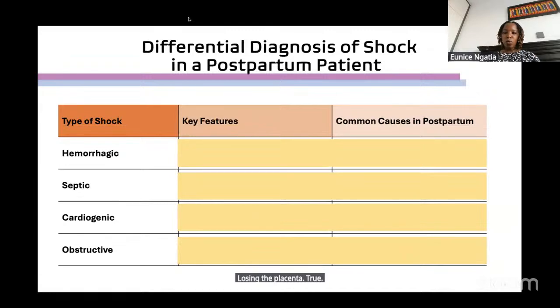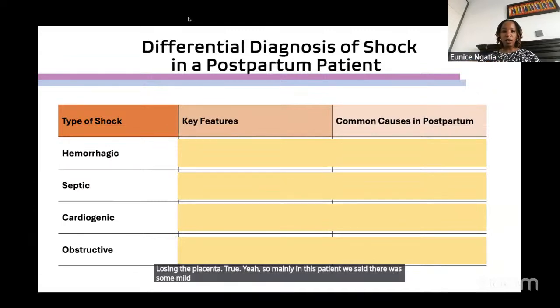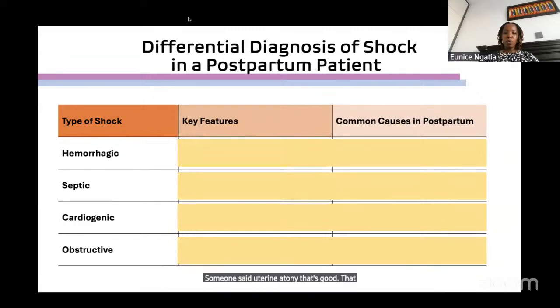Yeah. So mainly in this patient, you said there was some mild bleeding post delivery. So that could also be a differential diagnosis for this patient, postpartum hemorrhage or uterine atony. So most of the key features, what would you expect to see in a patient with hemorrhagic shock?